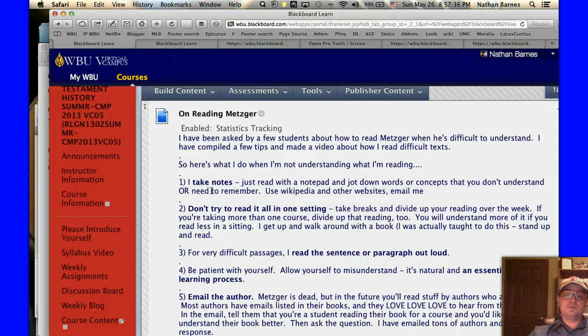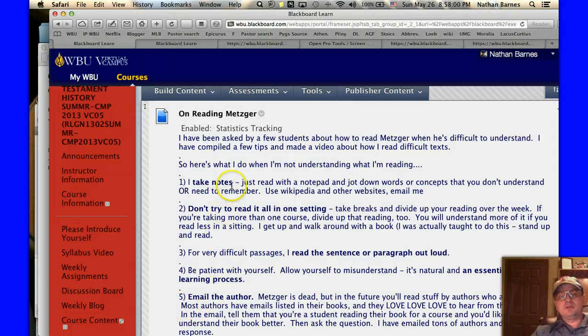And also, don't try to read it all in one sitting. Especially the first week. You have a whole week to read this stuff. So allow an hour and a half to read one night, an hour and a half to read another night. I know that that's not possible a lot of times, but it will really help you if you divide up your study time over the week.